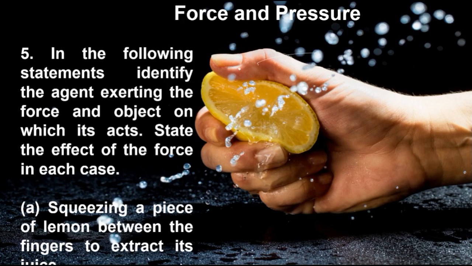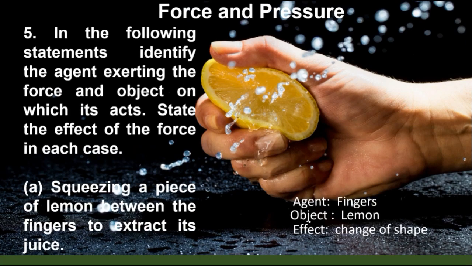And second, the fingers have applied the force on what? What's the body? Body is lemon. Okay. Then what has happened after that? What is the effect of force? The lemon has changed its shape. So how do you have to write this answer? You have to write it like this. The agent is fingers. The object is lemon, the fingers applied force on lemon, and then the effect is change of shape. Right? Quickly we'll go for the next one now.